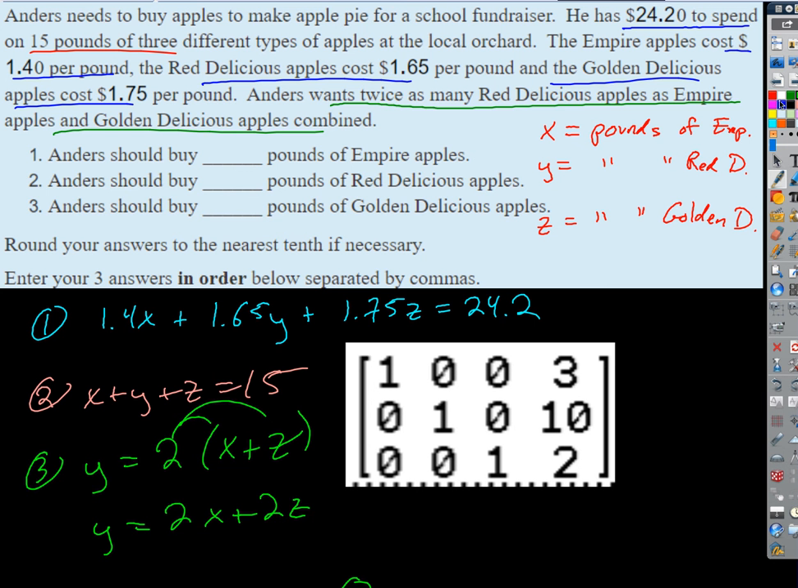This one's telling me that x equals 3, this one's telling me that y equals 10, this one's telling me that z equals 2, right? So my answers are just 3, 10, and 2, right? Okay, good. Go to work. You got it.